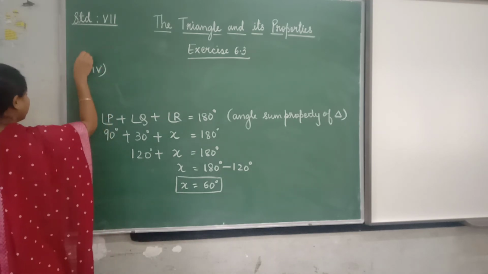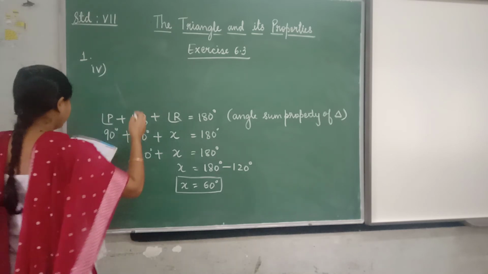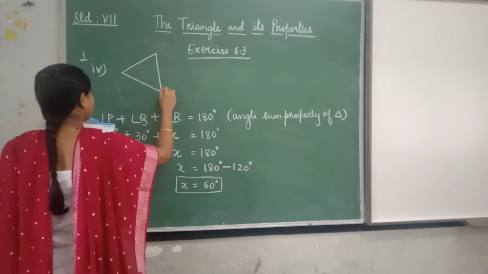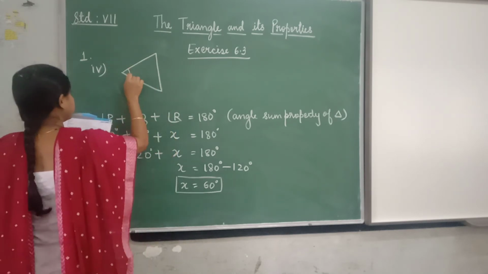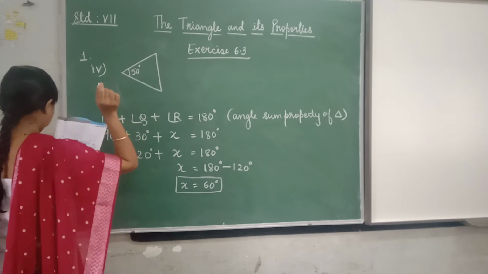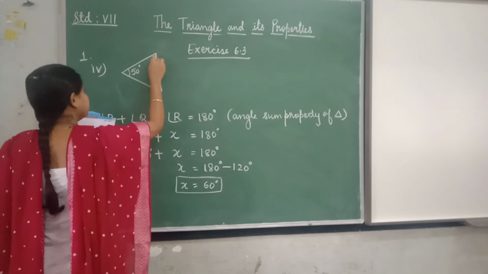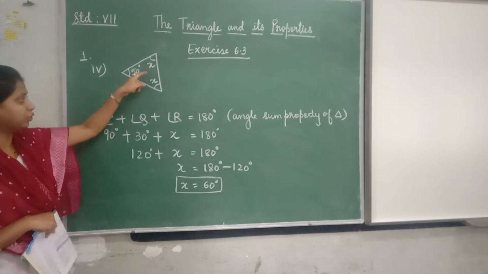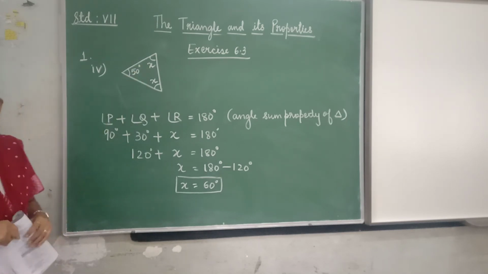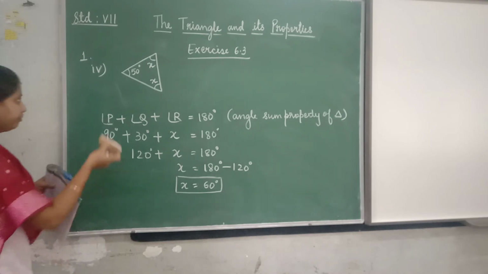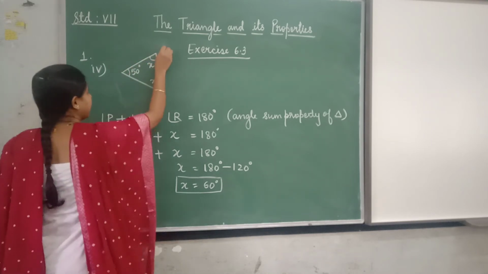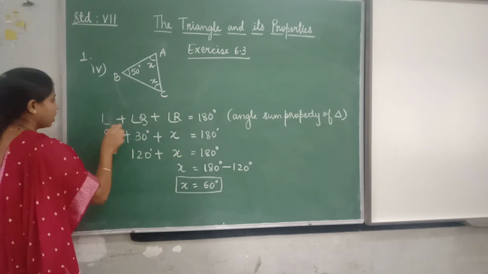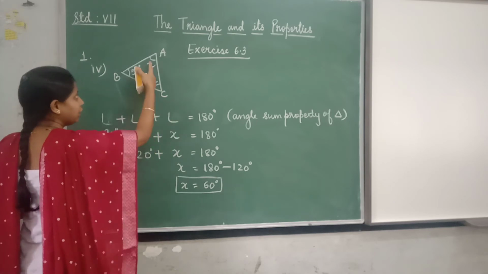First, the fourth one. The figure is given. This is given as 50 degrees. The other two angles are given as x. You have to find the value of x, children. Right now, if the naming is not given, you can name the triangle as A, B, C, whatever naming you can give. So I will change here only now. You have to find the value of x.